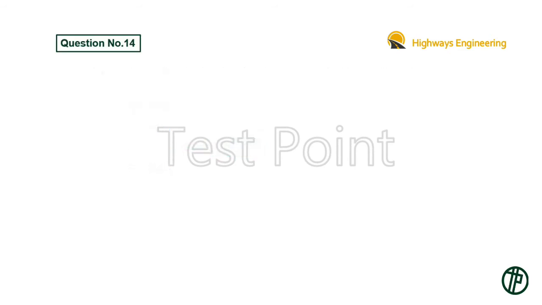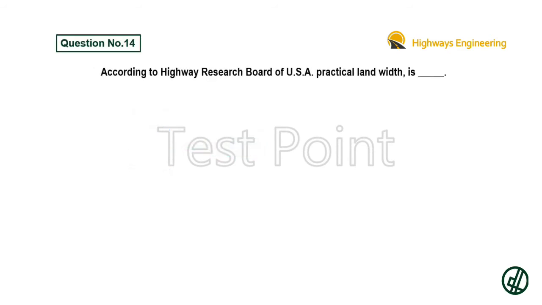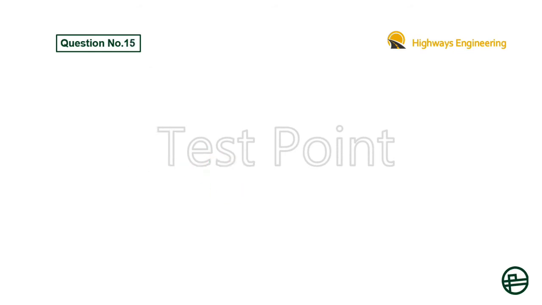Question number 14. According to Highway Research Board of USA, practical lane width is option A, 2.7 meters. Option B, 3.0 meters. Option C, 3.3 meters. Option D, 3.6 meters. Answer is option D, 3.6 meters.